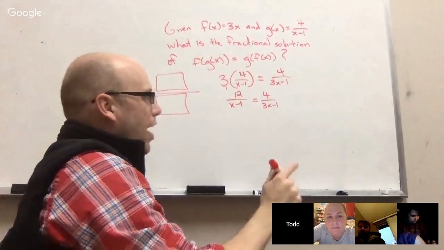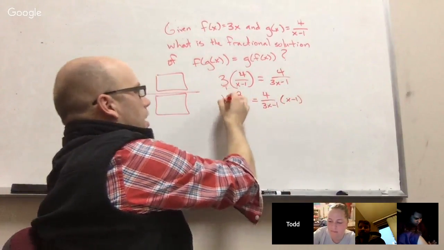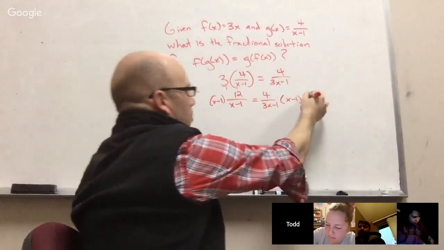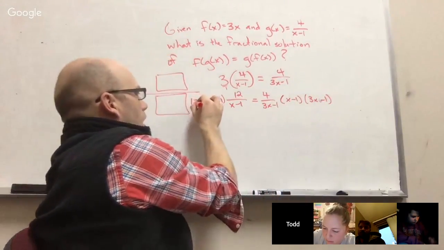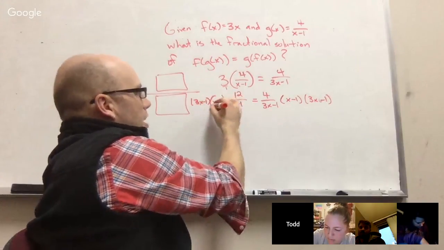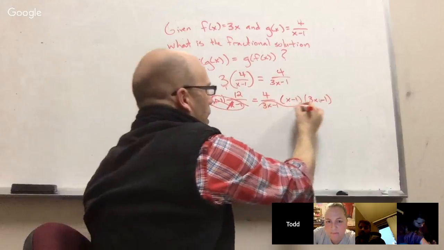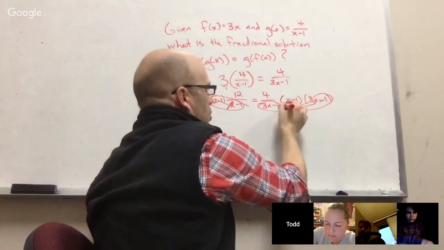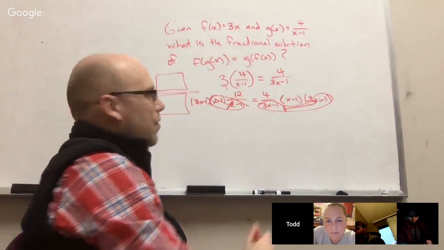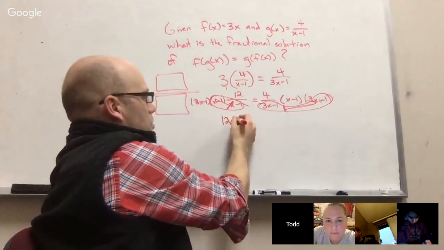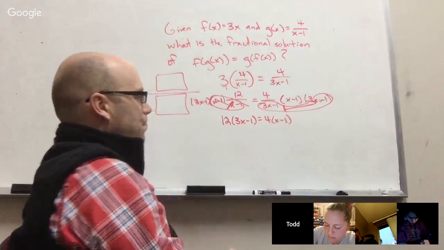I want us to understand why it works. Essentially, what we're doing is multiplying both sides by each denominator, right? And what happens is we get x minus 1 over x minus 1 there. That makes a 1. We get 3x minus 1 over 3x minus 1. That makes a 1. And 1 doesn't make any difference. So we're just left with 12 times 3x minus 1 equals 4 times the quantity x minus 1.